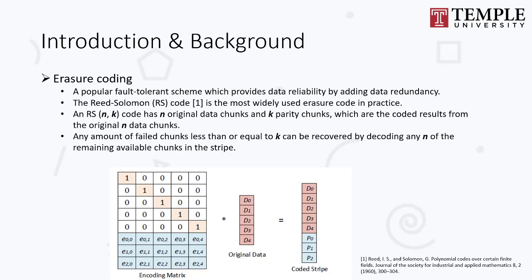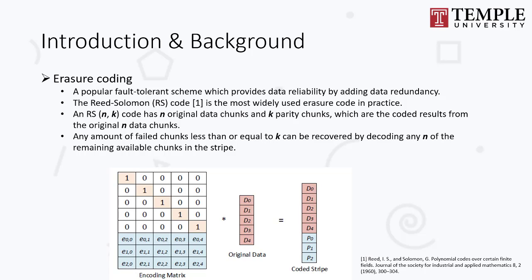So first, let's look at the introduction and background of this paper. Erasure coding is a popular fault-tolerant scheme which provides data reliability by adding data redundancy. Among multiple erasure code families, the Reed-Solomon code is the most widely used code in practice. An RS code is usually configured with two parameters n and k, where n represents the original data chunks and k is the parity chunks.